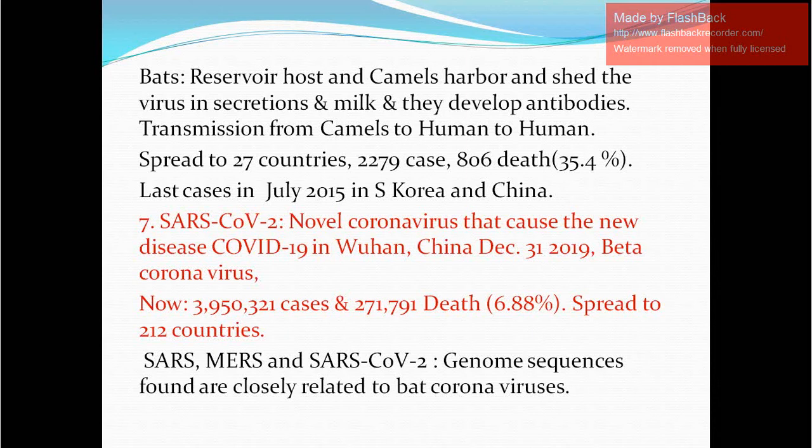The seventh virus is the new virus SARS-CoV-2, the novel coronavirus that causes the new disease COVID-19, which was discovered in Wuhan, China on December 31, 2019. And now there are about 3,909,050 cases and 271,791 deaths, a mortality rate of 6.88%. It has spread to 212 countries. They believe that the SARS, MERS, and SARS-2 genome sequences are closely related to bat coronaviruses.